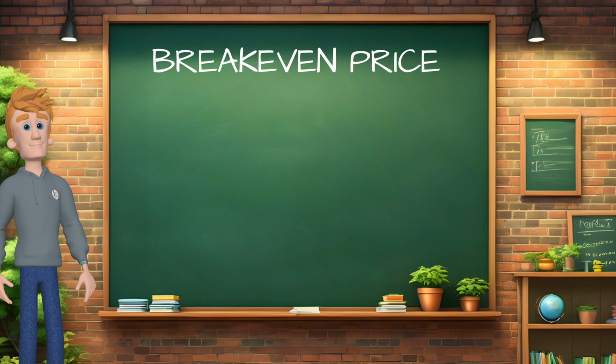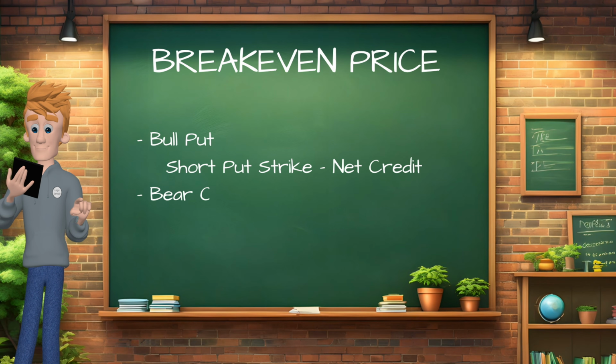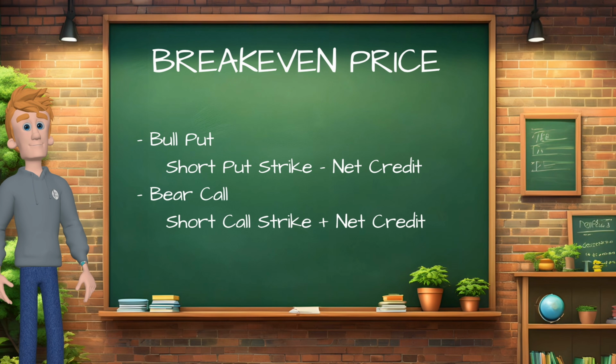Now, it's important to know every aspect of your credit spread trade before trying it out. So let me show you the calculation for break-even prices. On a bull put, the break-even price is taken by subtracting the net credit from the short put strike. In this example, that's $100 minus $2, and that makes it $98. For a bear call, you add the net credit to the short strike to get the break-even price. So that's 100 plus $2, which equals $102.